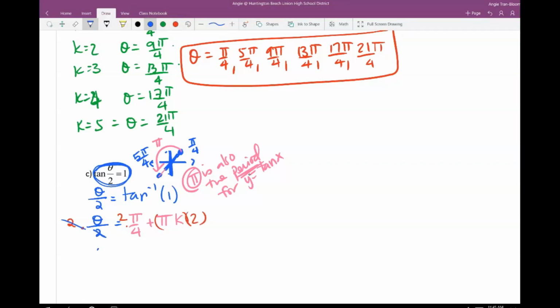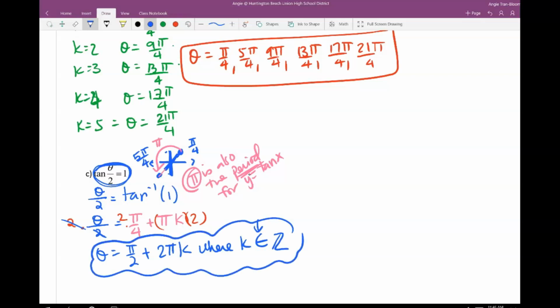So now theta is 2 pi divided by 4, reduce that to pi over 2, plus 2 pi k, where k belongs to the integers. So that right there is 1 equation, okay? And you can only have 1 equation for tangent because the angles directly across from one another result in the same exact solution, only for tangent and cotangent. If you write 2 equations, I'm going to take points off because it's not reducing, so keep that in mind.